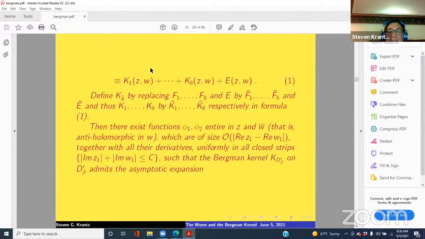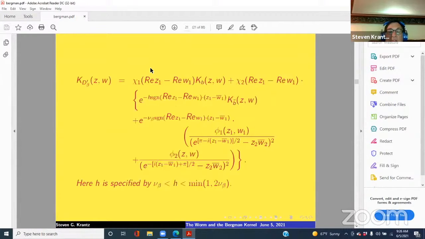We also get a function k sub b tilde using f1 tilde through f8 tilde and an error term e tilde. And now we come to the punchline finally. There exist functions phi1 and phi2, entire in z and w conjugate, which satisfy a certain size condition, so that the Bergman kernel of D beta prime, that was one of our alternative worms, admits the asymptotic expansion. So this is the whole point of this theorem, is that we have an asymptotic expansion for this alternative worm D beta prime, and here's what it looks like.